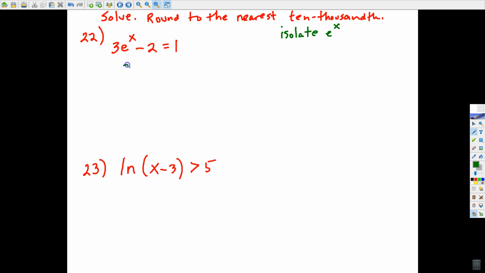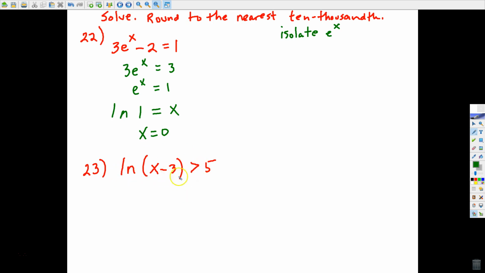So my first move is to add 2 to both sides. Then I need to divide by 3 on both sides. And this is pretty obvious because anything to the 0 power is equal to 1. But just for the sake of consistency, here is what this would look like as a natural log equation. Natural log 1 equals the exponent, x. So if you did use your calculator and do natural log 1, you would get 0. So my answer for number 22 is x is 0.